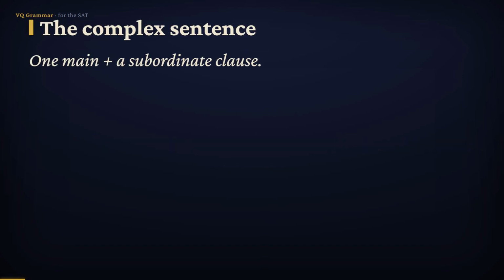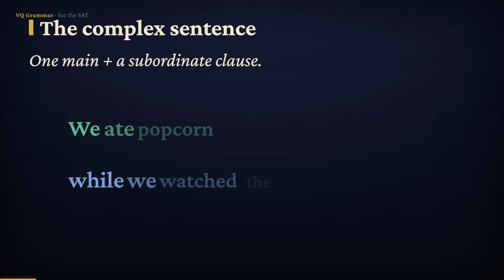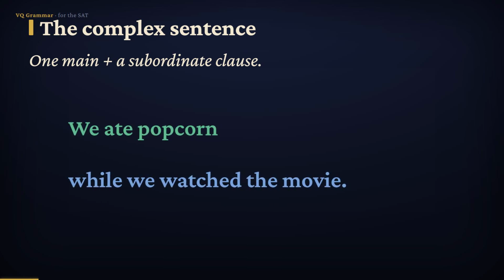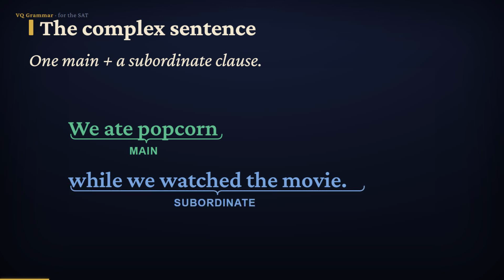Now we combine clause types. A complex sentence has one main clause and one or more subordinate clauses. We ate popcorn while we watched the movie. We ate popcorn is the main clause. It could stand alone. While we watched the movie is a subordinate clause. The word while ties it to the main clause. One main, one subordinate. That's a complex sentence.